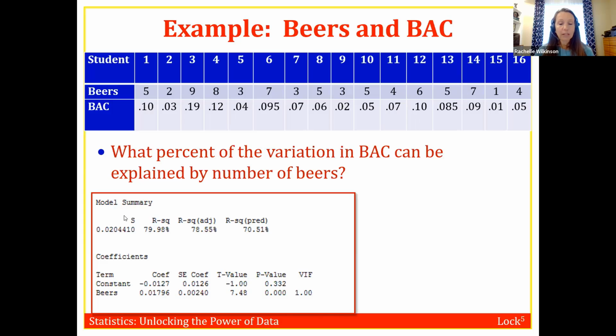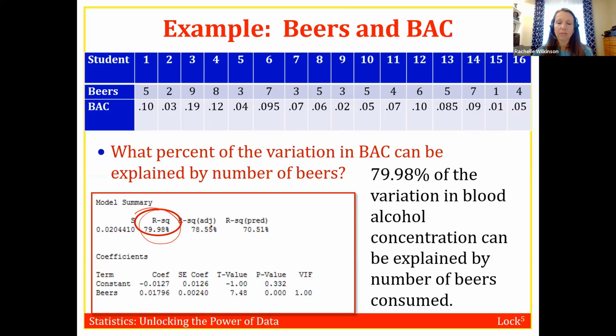So R squared in this case is right here in the output. They just gave it to us, 79.98%. So that would be the answer. So 79.98% of the variation in blood alcohol content, because that's what I defined it as earlier, can be explained by number of beers consumed.